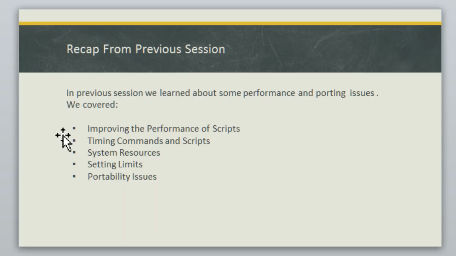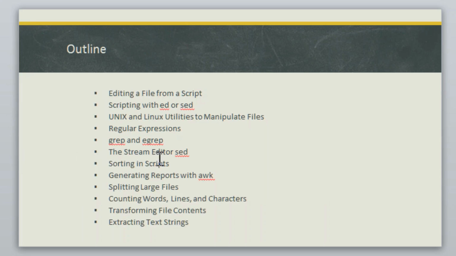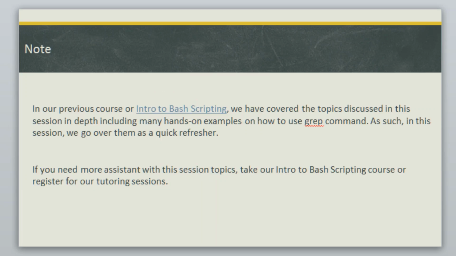So last session we covered improving the performance of scripts, timing commands in scripts, system resources, setting limits, and portability issues. Today we have a lot to go over, but don't be worried, this is just an overview of things we've already covered. So we're going to be talking about editing a file from a script, scripting with ed or sed, Unix and Linux utilities to manipulate files, regular expressions, grep and egrep, the stream editor sed, sorting in scripts, generating reports with awk, splitting large files, counting words, lines, and characters, transforming file contents, and extracting text strings.